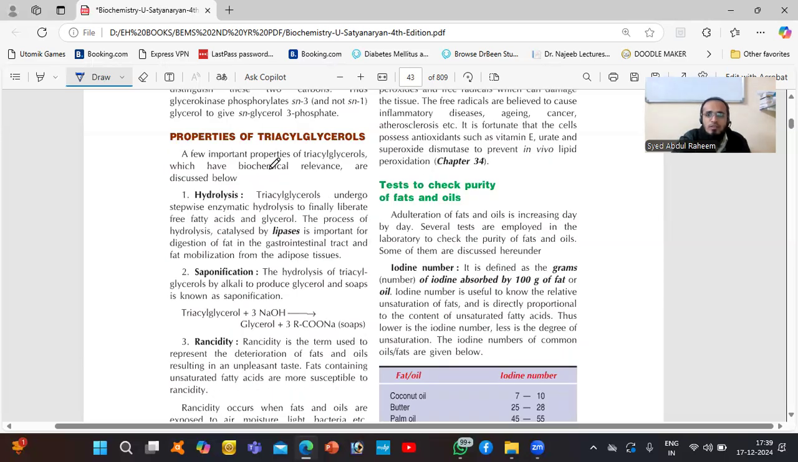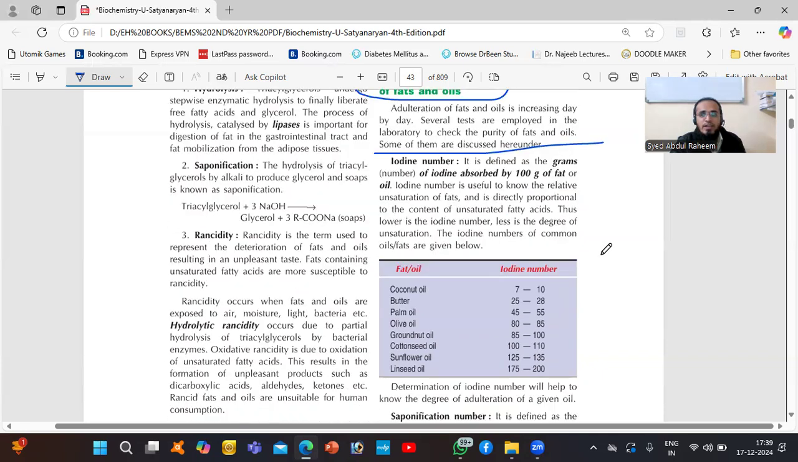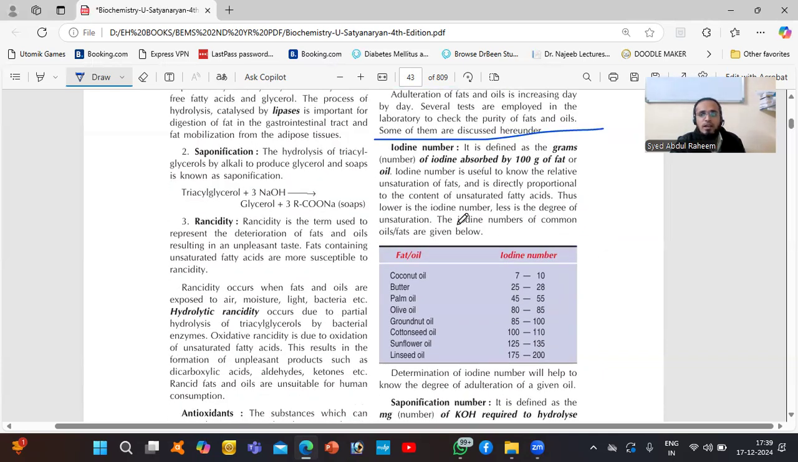So what are the properties of triglycerols? Here, tests to check purity of fats and oils. Adulteration of fats and oils is increasing day by day. Several tests are employed in the laboratory to check the purity of fat and oil. Some are discussed here. The iodine number is defined as the grams of iodine absorbed by 100 grams of fat or oil. Iodine number is useful to know the relative unsaturation of fats and is directly proportional to the content of unsaturated fatty acids. Thus, the lower the iodine number, the lower the degree of unsaturation.